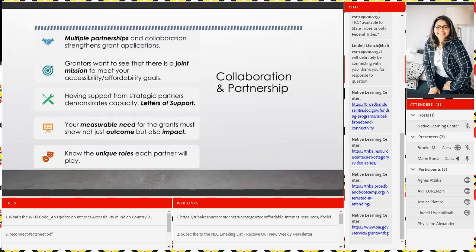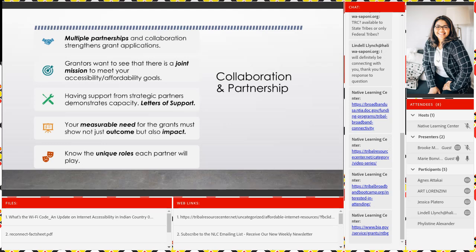But when we talk about grant writing at the Native Learning Center, we always talk about initiating multiple partnerships, collaborating with different entities to build your capacity within your organization so your grant application is stronger. And of course, having a joint mission statement does that for you. When you can get strategic partners to demonstrate capacity, then you can get letters of support. And then, of course, you have a better chance of demonstrating measurable need, right?